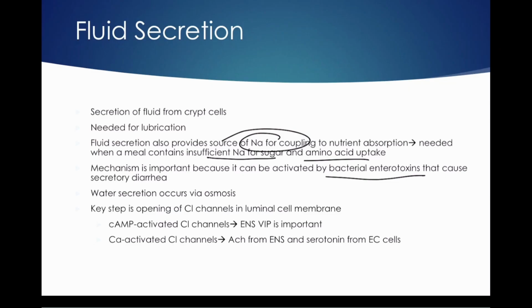Water secretion occurs via osmosis. The key step is opening of the chloride channels in the luminal cell membrane. So we have two different types of chloride channels in our luminal membranes. One is a cyclic AMP activated chloride channel. The other one is a calcium activated chloride channel. Okay.